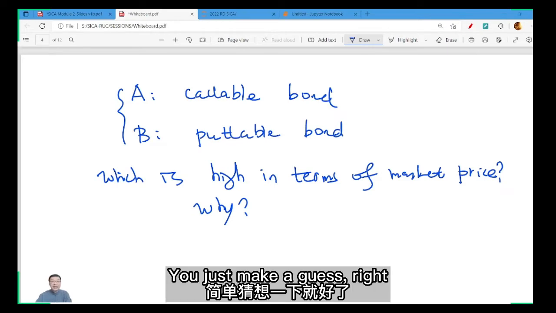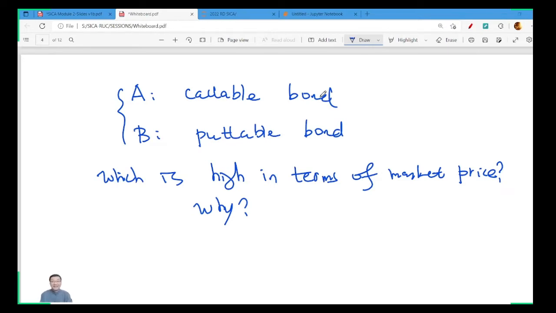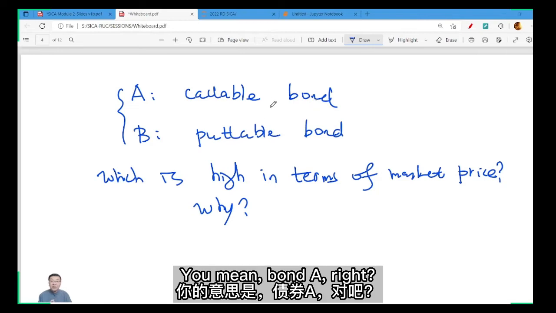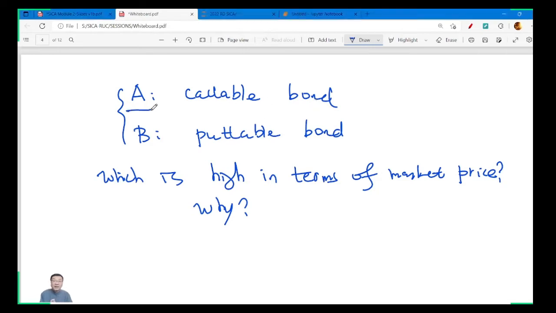You just make a guess, right? I think maybe the callable bond is higher. You mean bond A, right? Yeah. Okay.